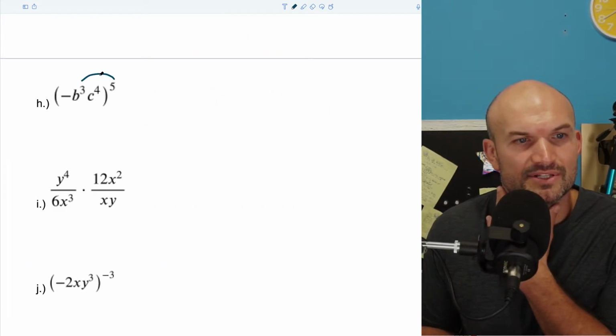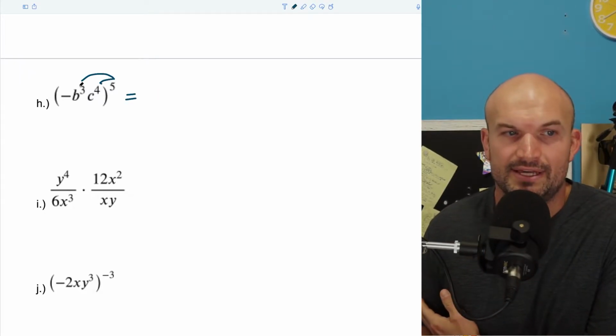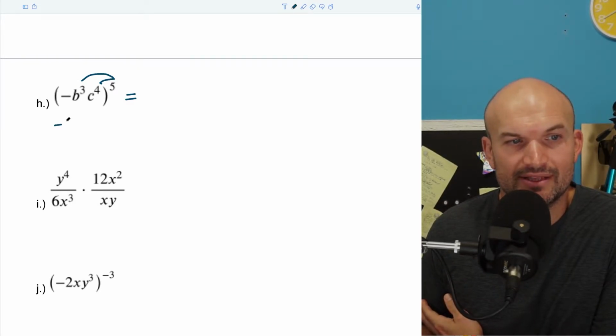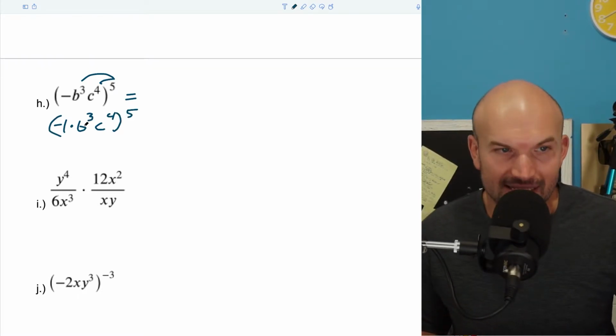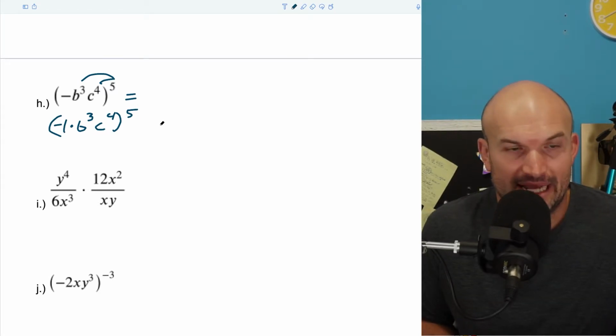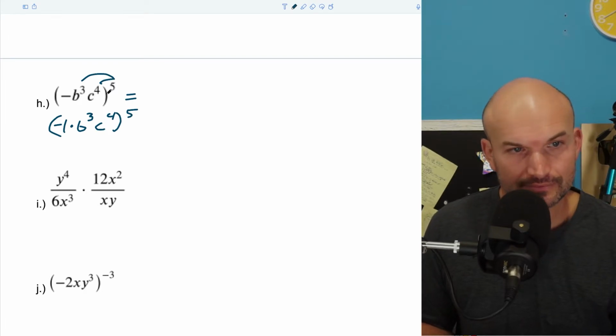Over here, I'm just going to go ahead and distribute. So now here's an important thing: I have a negative b to the 5th power, right? So what's really important here is you can actually rewrite this as a negative 1 times a b to the 3rd power and c to the 4th power, and that's all being raised to the 5th power. So technically what we're doing here is we're raising a negative 1 to the 5th power. So everything's still going to be negative, but if it was an even power, you just want to be aware of that, okay?